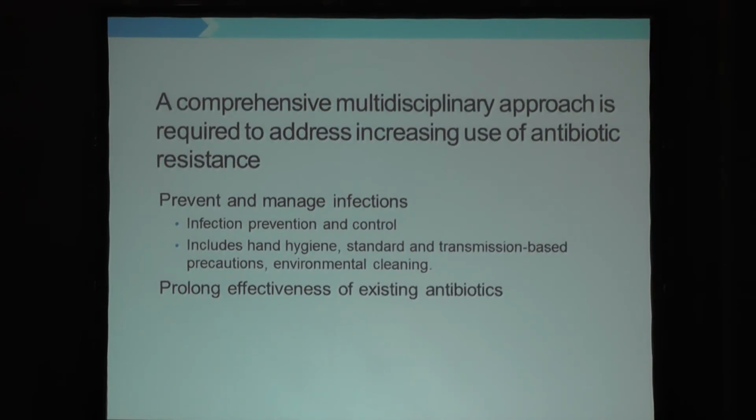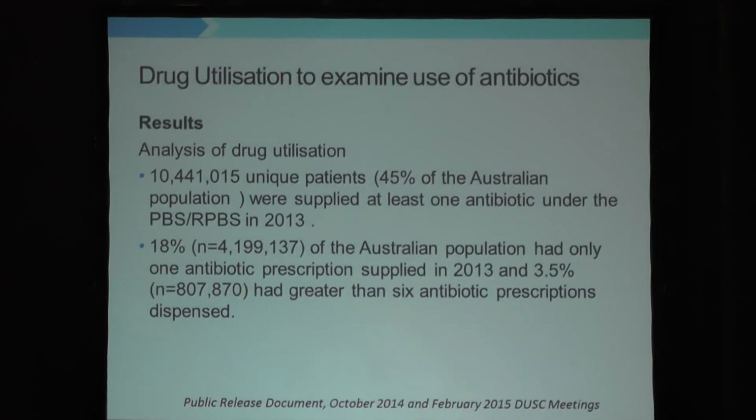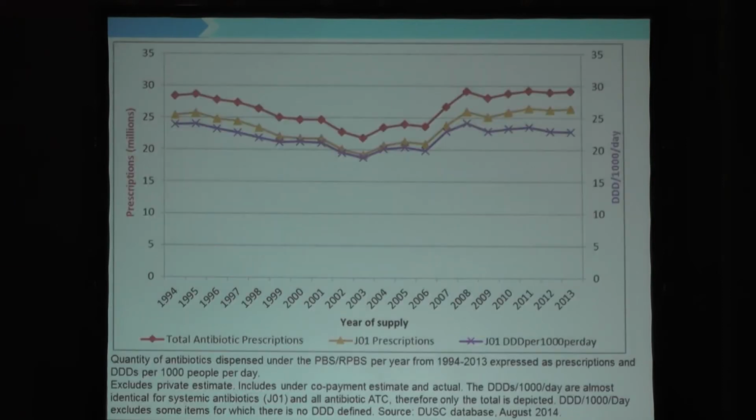But preventing and managing infections, infection control, promoting and prolonging the effectiveness of antibiotics. Many countries will have introduced antimicrobial stewardship as an education strategy, but also as an enforcement or regulatory and policy strategy. But some drug utilisation data is really underpinning this. So from Australia, over 10 million, again a small number I know in comparison to many countries, but what that meant was 45% of the Australian population was supplied at least one antibiotic in 2013. So 1 in 2 Australians got an antibiotic.